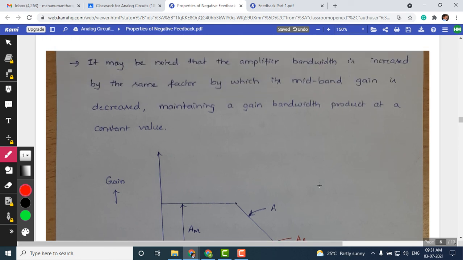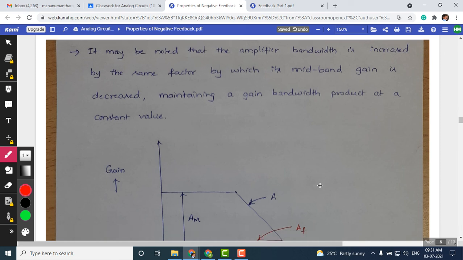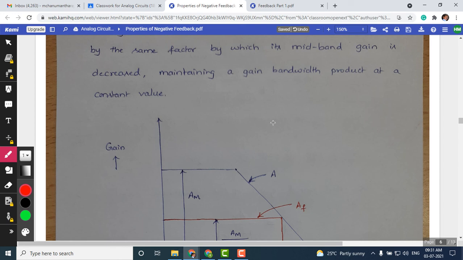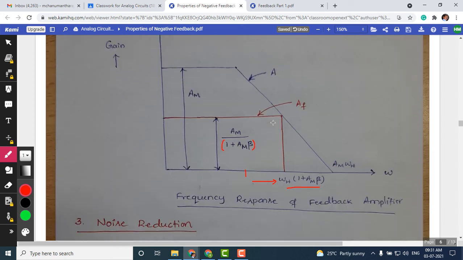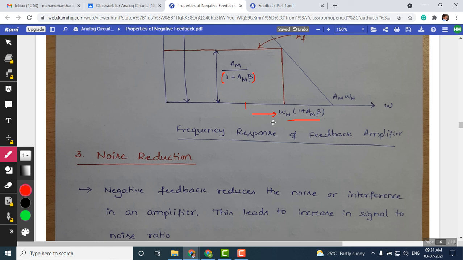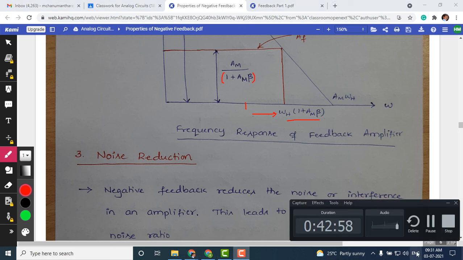I will stop here. We have discussed two important properties today: one is desensitivity and the other is extended bandwidth. Students should be familiar with these two properties. In the coming class we will discuss other important properties like noise reduction and distortion reduction. With that I will stop here, and any questions can be taken offline.